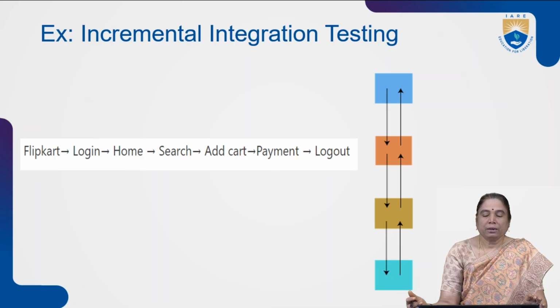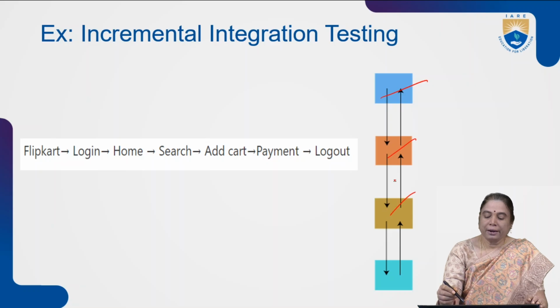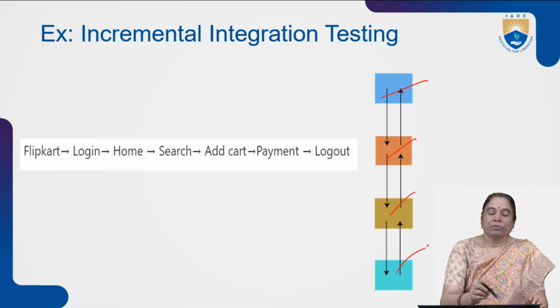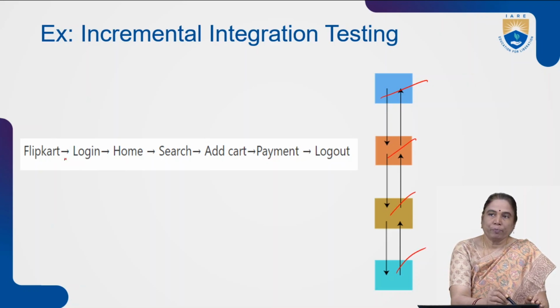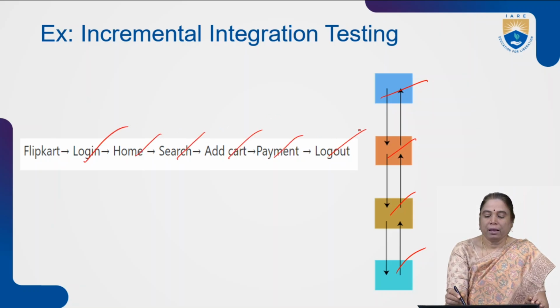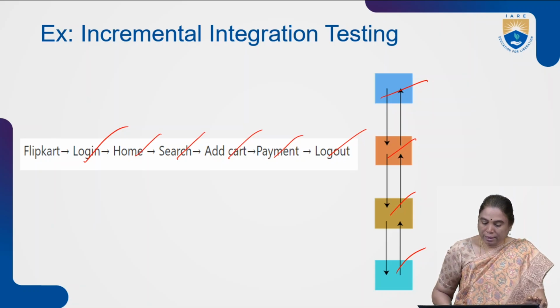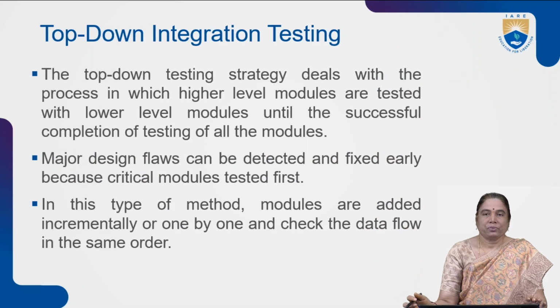Consider the Flipkart application. There the modules are added in ascending order: open the browser, login, home page, searching, adding to cart, payment, logout. Each and every module is added according to the customer need in ascending order. This is an example of incremental integration testing.